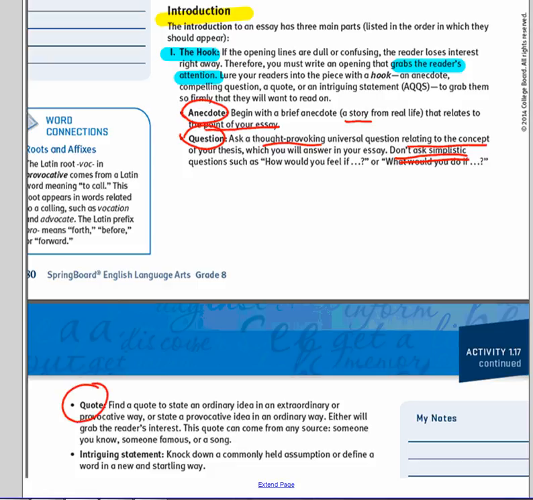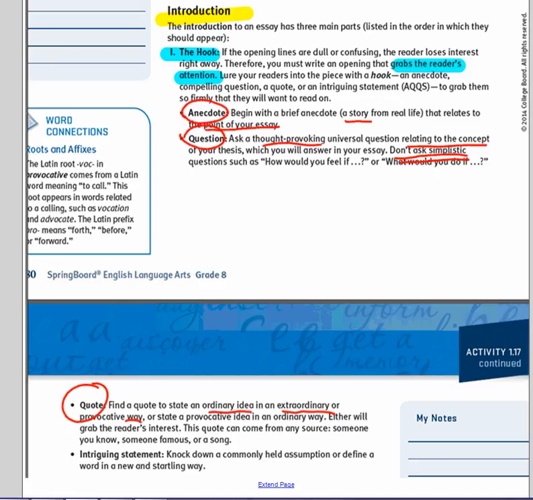Okay, the third type of hook is the quote. Okay, so that's at the top of page 81 for you folks. A quote, what you are choosing is a quote that's taking an ordinary idea. For us, it would be the idea or concept of a hero. And it's being presented in an extraordinary way. So we want to make sure that we are selecting good quotes about heroism or hero.